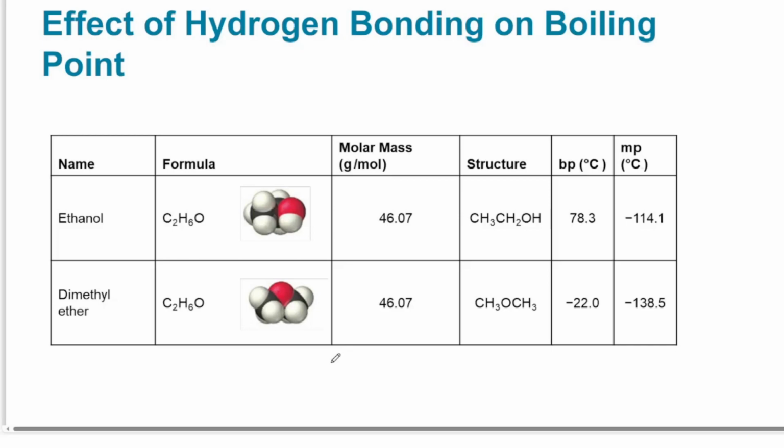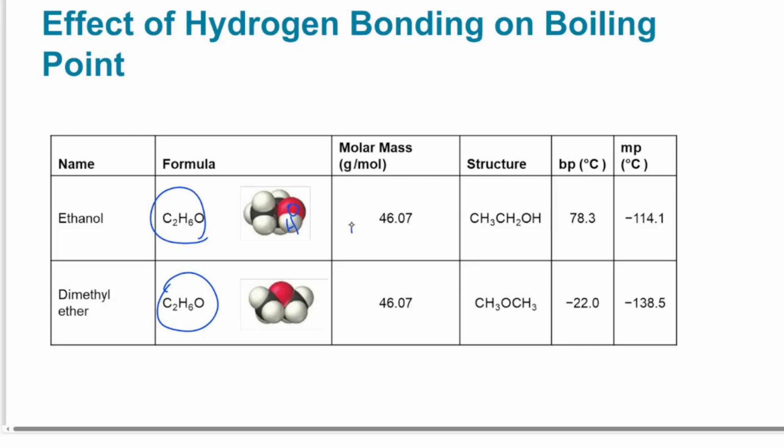You can see that demonstrated here comparing ethanol to dimethyl ether. So these are isomers of each other. They're structural isomers. They have the same molecular formula, but because of the way the atoms are arranged, they have wildly different boiling points, because ethanol exhibits hydrogen bonding because it has a hydrogen bound to the oxygen. However, dimethyl ether doesn't have a hydrogen directly bound to the oxygen and therefore doesn't exhibit hydrogen bonding.